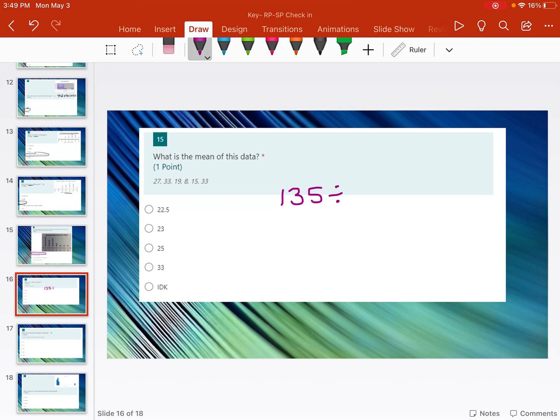So I added them up, it's 135 divided by how many there are. 1, 2, 3, 4, 5, 6 pieces of data. So 135 divided by 6 gives me 22.5. Remember, you do have a calculator, use it, okay? And that is your answer.